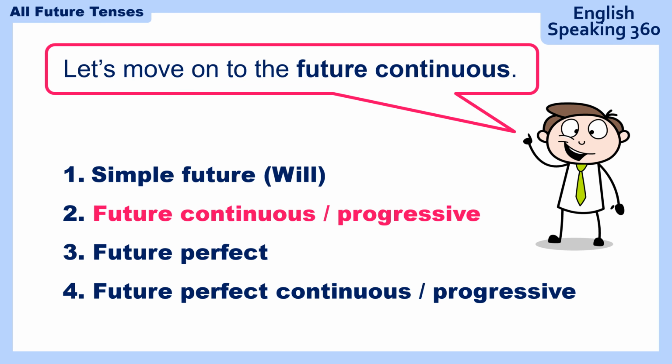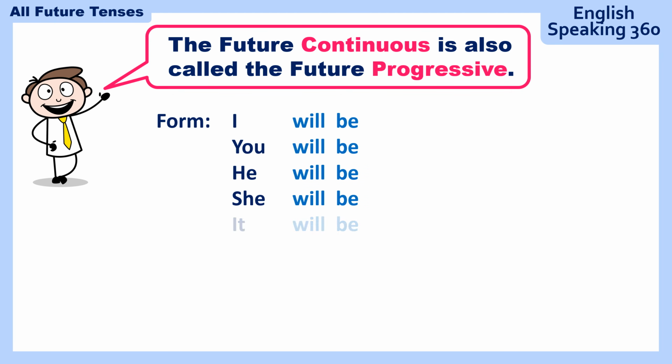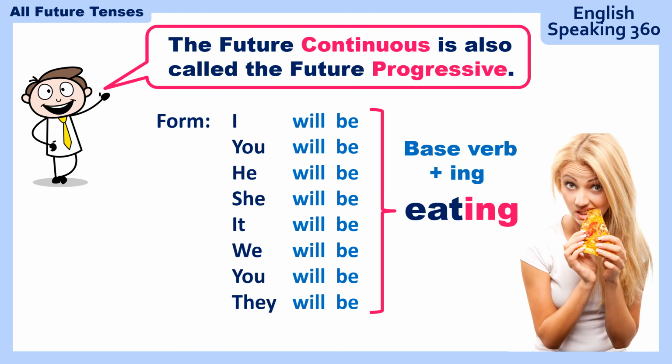Let's move on to the future continuous. The future continuous is also called the future progressive. They are exactly the same, okay? So here's how to form it. You need the pronouns, plus will be, and then you add the base verb plus ing. So I will be eating, you will be eating, and so on. The negative form is will not be. I will not be eating, or I won't be eating.